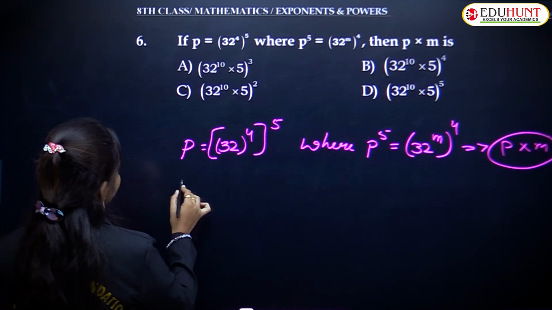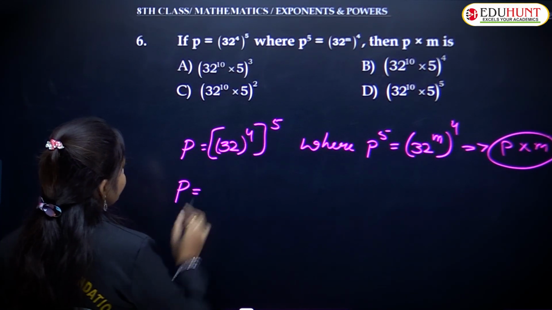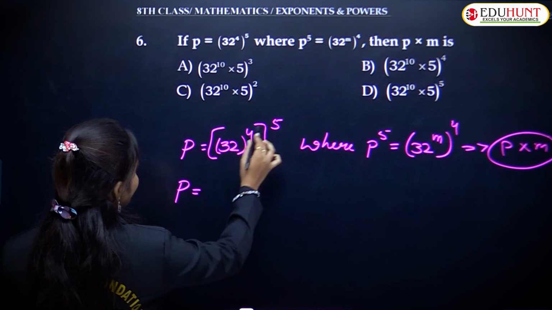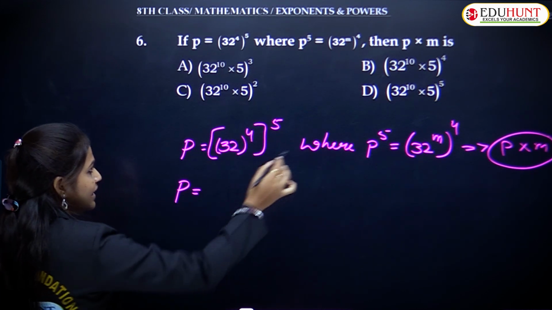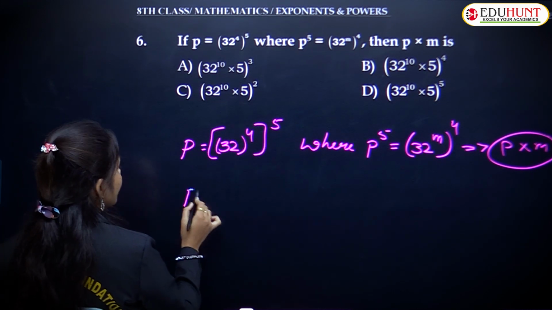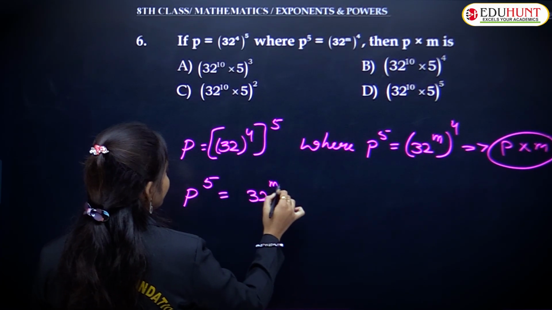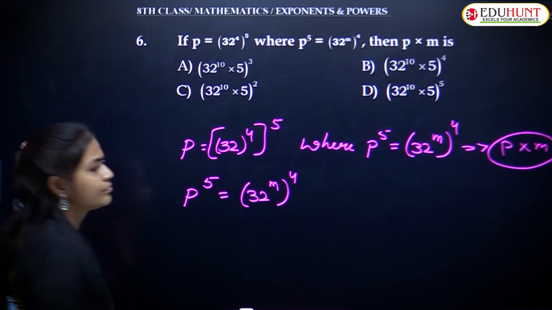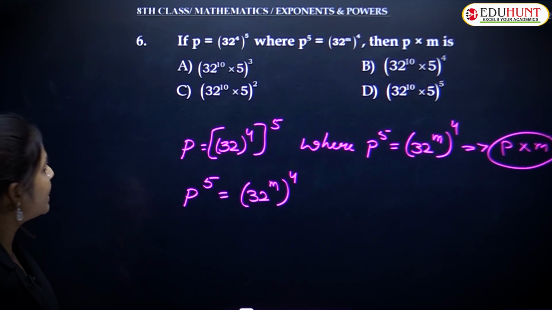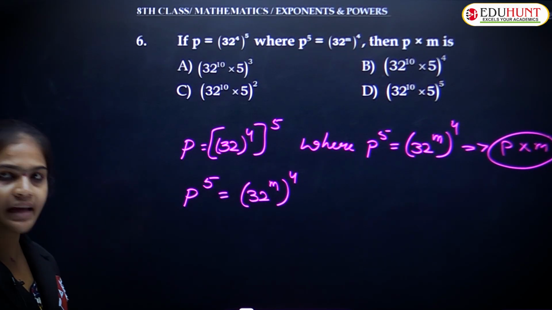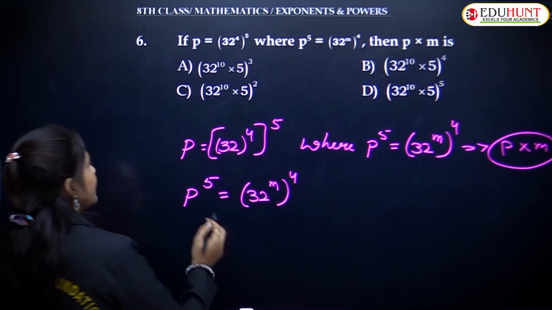So first, what they have given here is P is equal to (32 power 4) whole power 5. And here they have given one more condition: P power 5 is equal to (32 power m) whole power 4. So from this we need to find the P value and the m value also. So let us check that here.